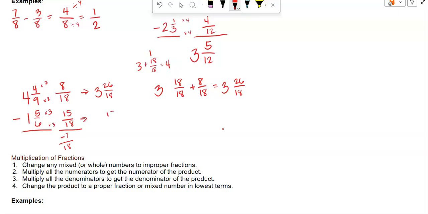Okay, and we're keeping this as 15 over 18. Remember, we're still subtracting them. And so now that we have 26 minus 15, we'll get a positive number. 18 stays the same. And then 3 minus 1 is 2. So 2 and 11/18.